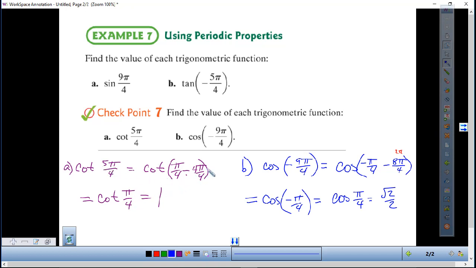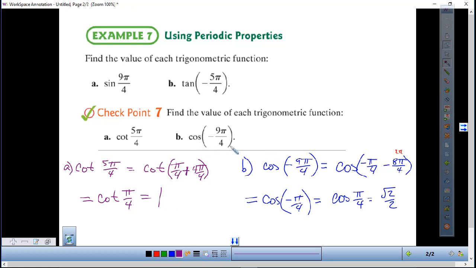So here we're going to subtract pi, in this case, in terms of 4 pi over 4. And that should be a plus, not a minus. And so we've got 5 pi over 4 is equal to pi over 4 plus 4 pi over 4, which is true. And this means that cotangent of pi over 4 plus 4 pi over 4 is equal to cotangent of pi over 4, which is just the reciprocal of tangent of pi over 4, which is 1.